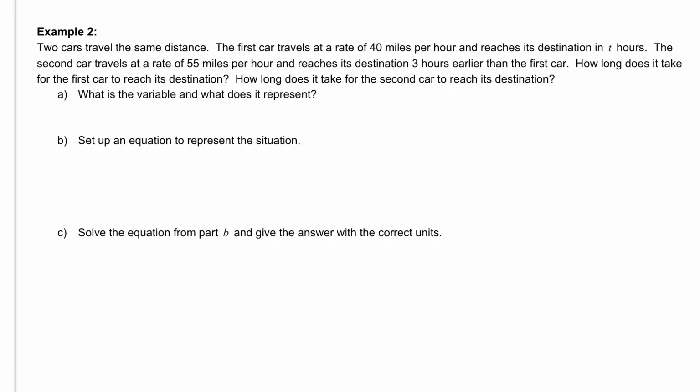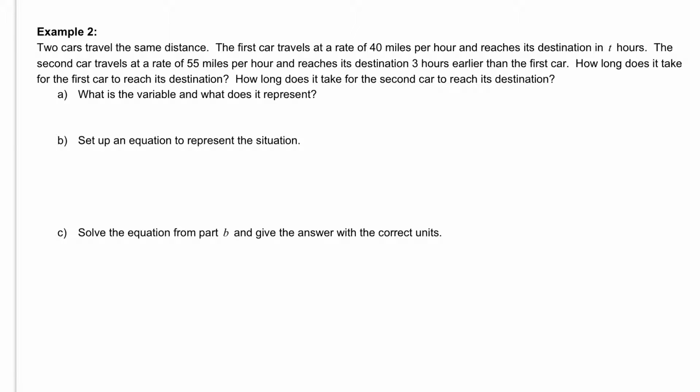In example 2, it says two cars travel the same distance. The first car travels at a rate of 40 miles per hour and reaches its destination in t hours. The second car travels at a rate of 55 miles per hour and reaches its destination 3 hours earlier than the first car. How long does it take for the first car to reach its destination? How long does it take for the second car to reach its destination?